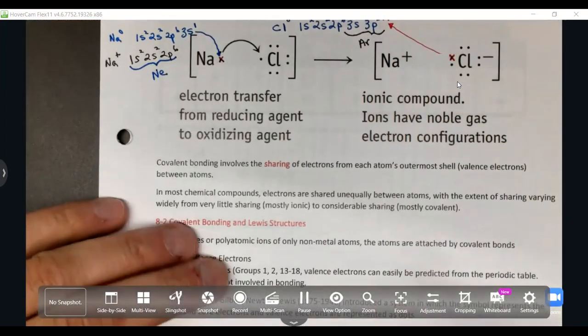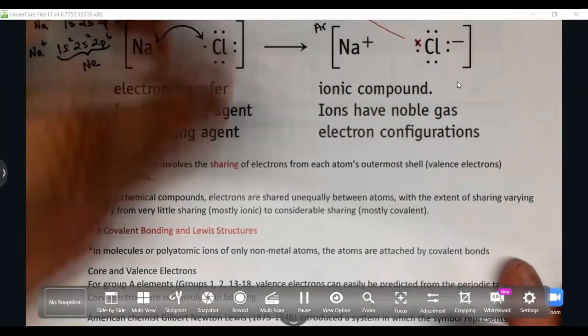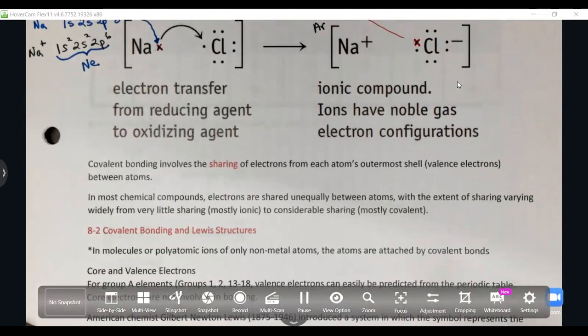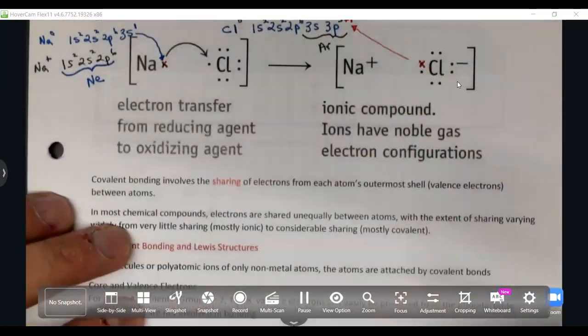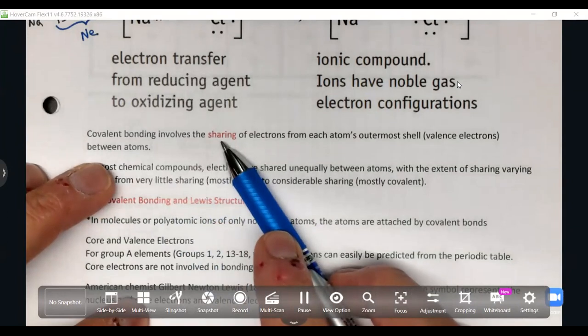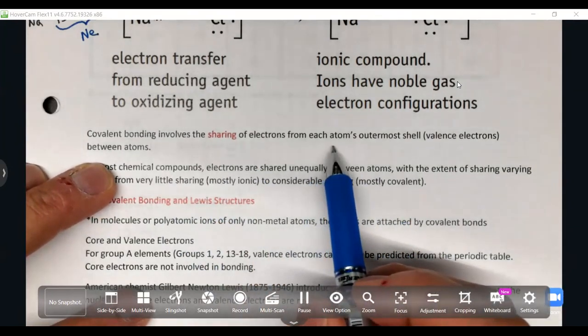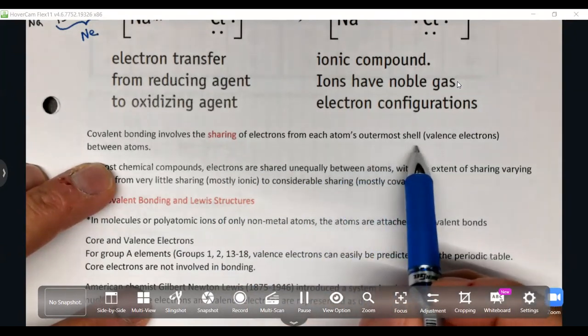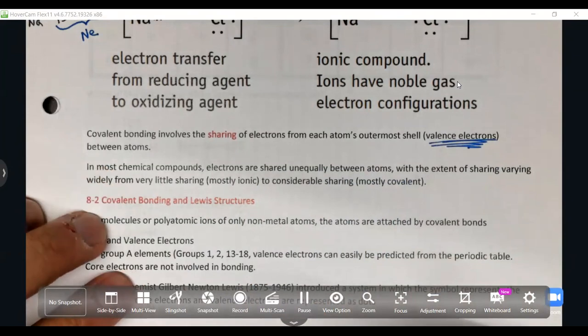Okay, so these chapters look at bonding, not much metallic. We just talked about metallic. I let Mr. Anderson talk about metallic with a sea of electrons. Otherwise, covalent bonding involves a sharing of electrons from each atom's outermost shell, or we are always talking about valence electrons.